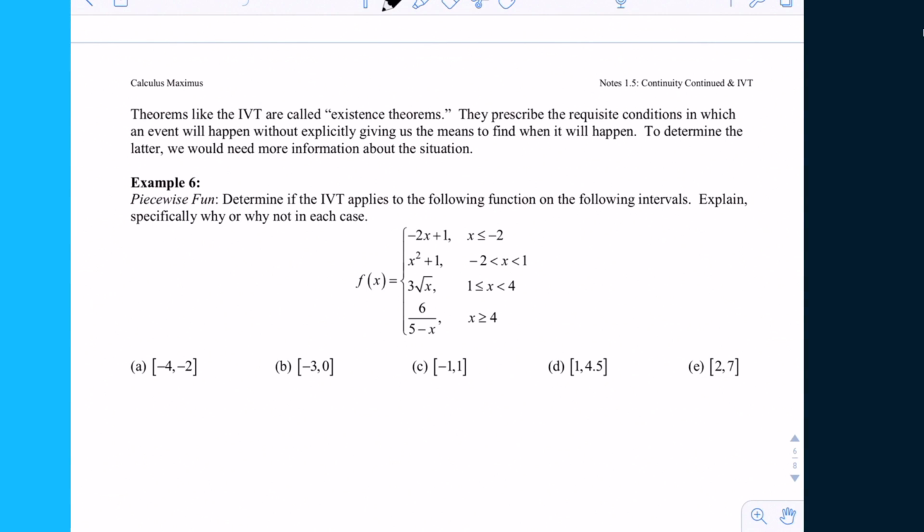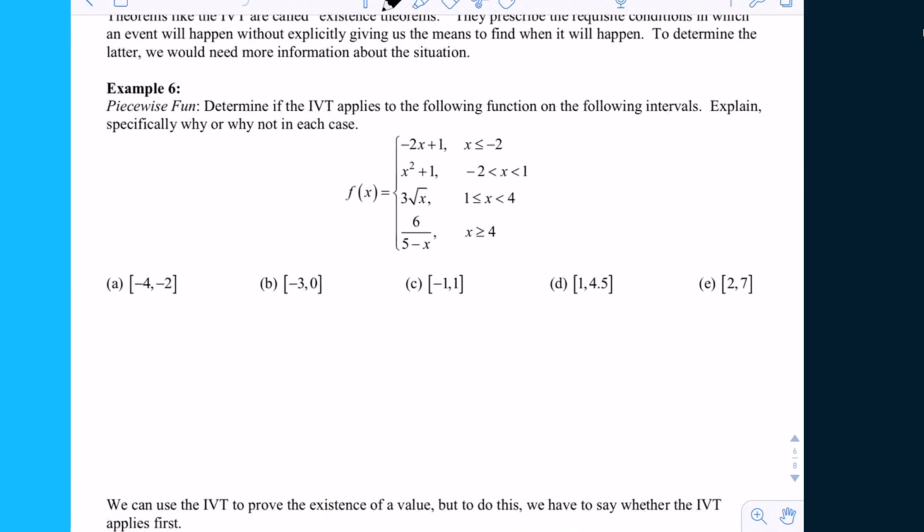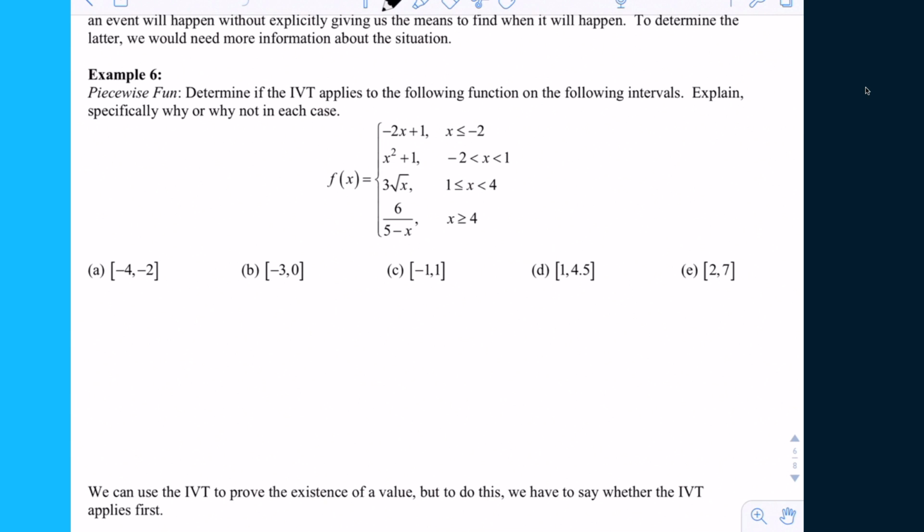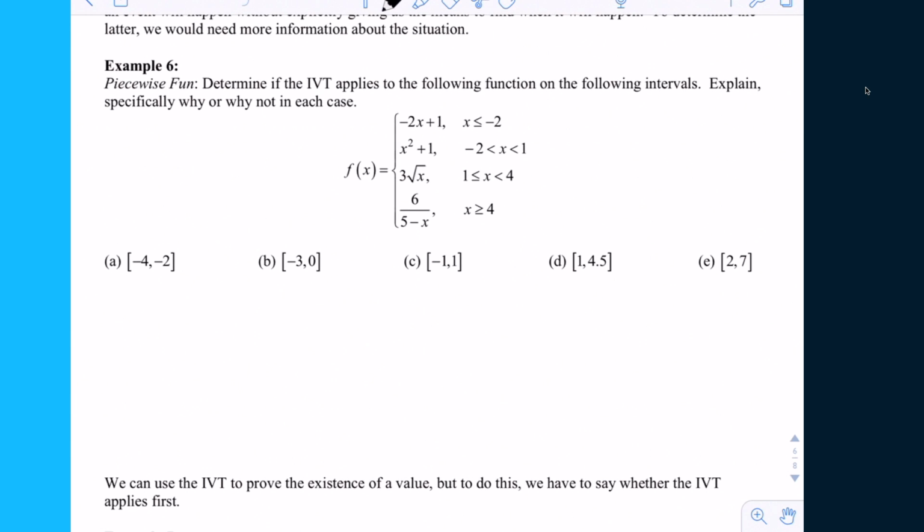So example 6 is piecewise functions, as it says, and we're going to be using the IVT. What we're doing on example 6 is determining if the IVT will apply on the following intervals, and then explain why or why not. So we're not going to use the IVT. We're just going to see if the IVT applies. So before we do that, would anyone care to summarize what the IVT is?